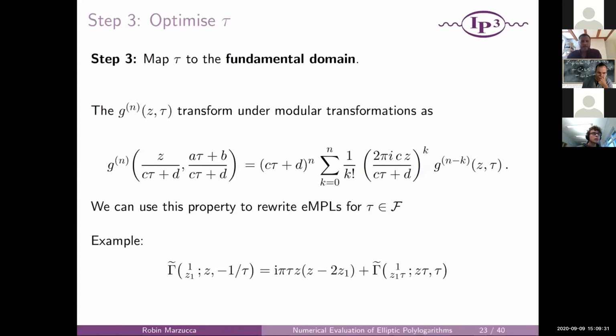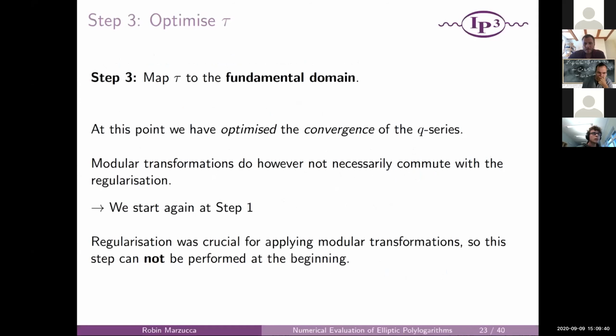Okay, very good. So now we've got something which in principle will converge quickly. However, step 3, so the mapping to the fundamental domain, does not necessarily commute with the first 2 steps that we've taken, which means that at this point we'll have to start again at step 1 and go through these 2 steps again. This is, however, not too much of a problem because these steps are usually pretty quick.